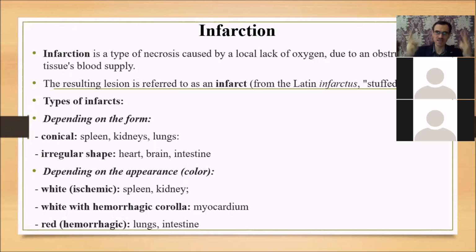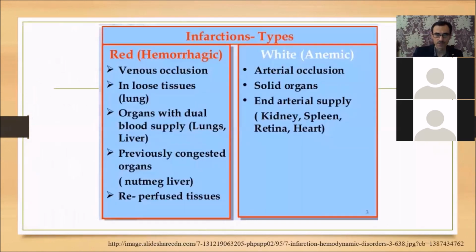there are mainly two types of infarct we distinguish. First, the white infarct and the red infarct. White or ischemic, red or hemorrhagic. Also, one of the special types of infarct in the myocardial tissue is the white infarct with hemorrhagic corolla, with the demarcation line. Here you see the comparison of the infarct types.